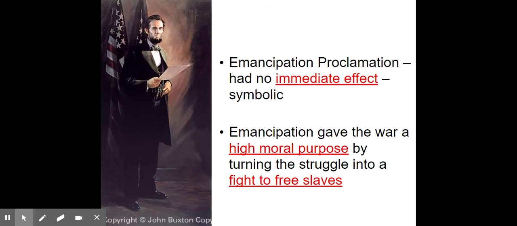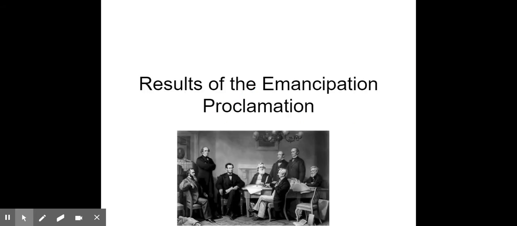So even though it has no immediate effect, it is very, very symbolic. That cannot be underestimated. It gives the war a new purpose. It gives the war a moral purpose. And Lincoln lets everybody know, I'm committed to freeing the slaves. I might not be able to do it now, okay, but in this writing, this is what we're working toward, okay? Now, the outcomes, the effects.